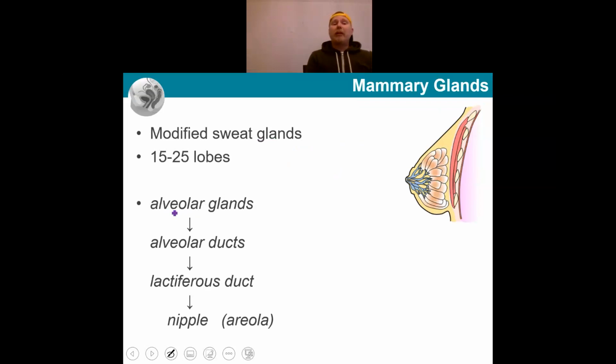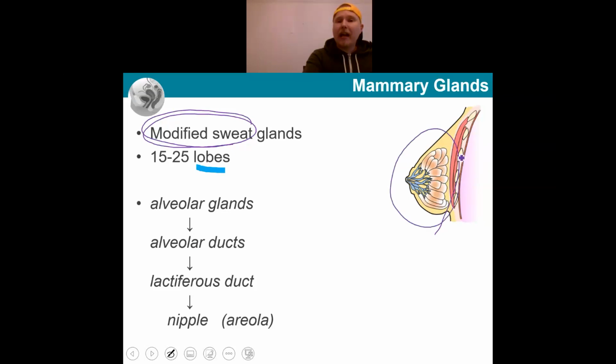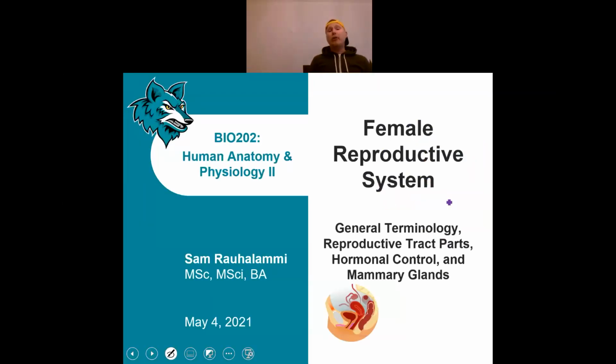Mammary glands, if you think of them as a gland type, are a modified type of sweat gland made of approximately 15 to 25 lobes, as we can see here. And I followed the path of the secretions from there through alveolar glands to alveolar ducts, lactiferous ducts, and nipple, and the area around the nipple that's colored is of course our areola. And that really completes the review of the female reproductive system as well.